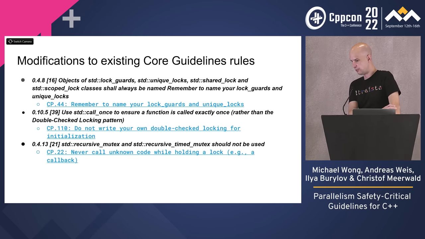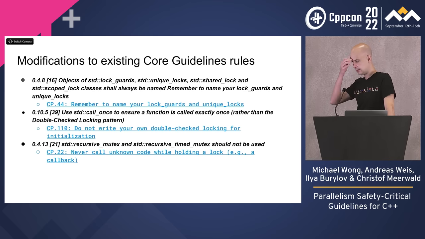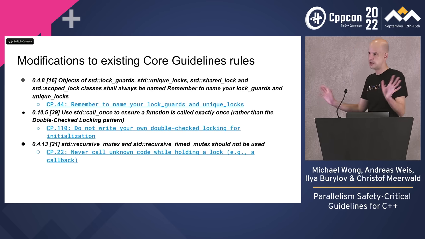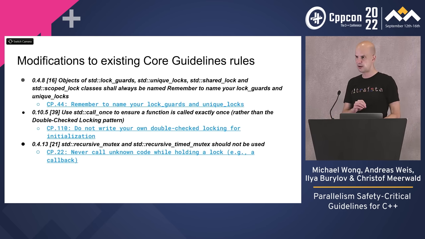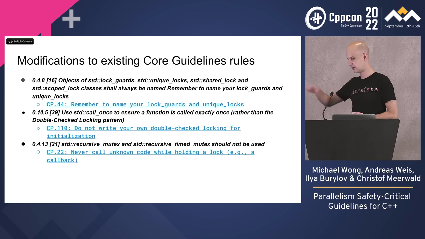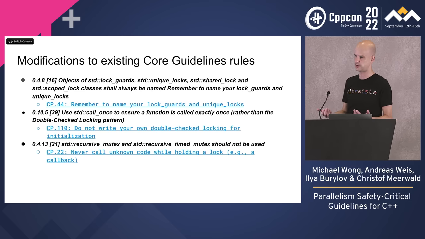Then an interesting point is also the last one. I talked to you already about the rule that we don't want you to use recursive mutex. And we actually found in this rule, CP.22, which is not really about recursive mutexes at all, but it contains an example that is formulated in a way that suggests the Core Guidelines encourage you to use recursive mutexes for certain use cases. And since the Core Guidelines did not have this rule that you should not use recursive mutex at all, we were unsure at first whether the Core Guidelines actually meant to encourage the use of recursive mutex. And it turned out that no, that was absolutely not what they wanted.